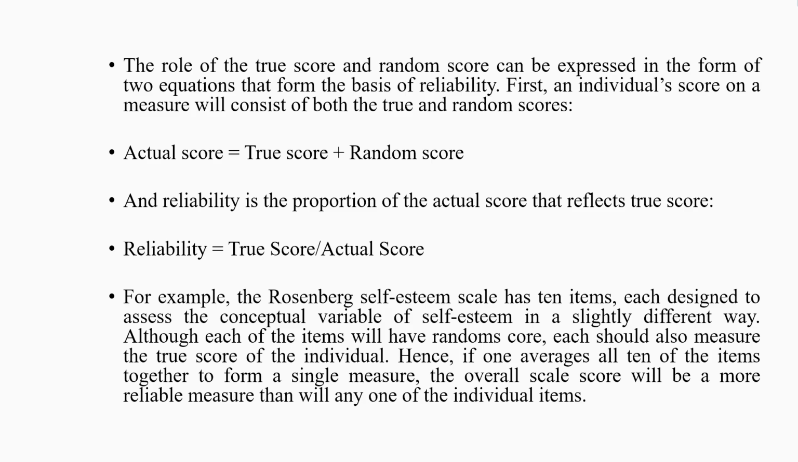Now, if one averages all 10 of these items together to form a single score, a single measure, ideally what should be expected is that the overall scale score will be a more reliable measure than any of the individual items. So, typically that is why you will see that a combined score or an average score is taken on these scales, which tells you more about the conceptual variable that you are interested in as compared to a single item.